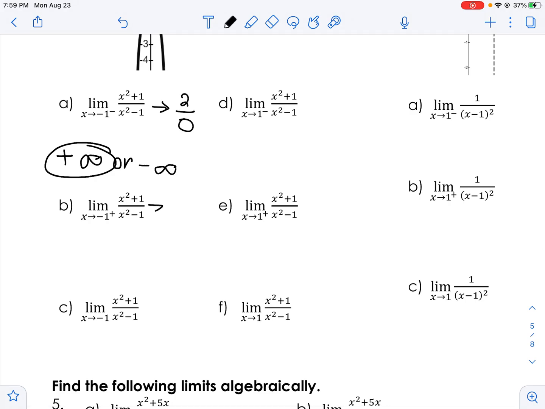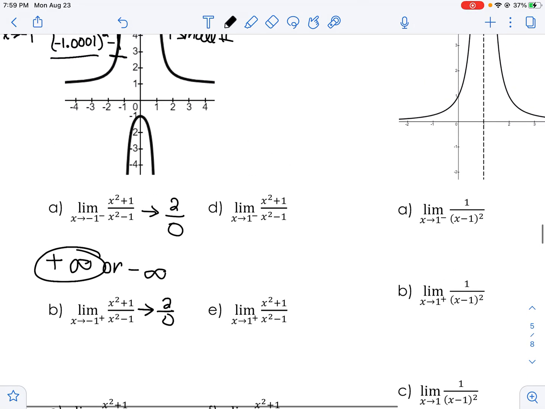Okay, looking at answer choice B, again, when I plug it in, I get 2 over 0. Again, with our number sense, trying to make sense of it, if I plug in a number that's really, really close to negative 1, then we can actually see what's happening. Okay, so on this one, we're going to pick negative 0.99999. And we're not going to have to do this every time if we start to understand the concept of what's happening.